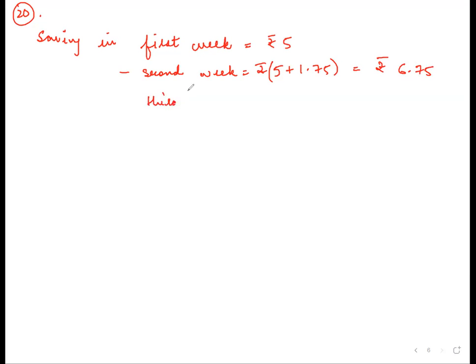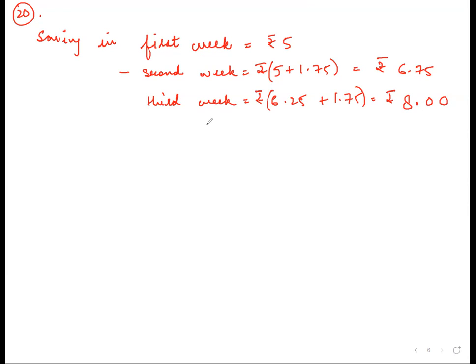So 3 terms are enough to find a series. Third week means 6.75 plus 1.75, right? So it will be rupees how much? 6.75 plus 1.75 is 8.50. Have I done it correct? Yeah, I think it's right, right?